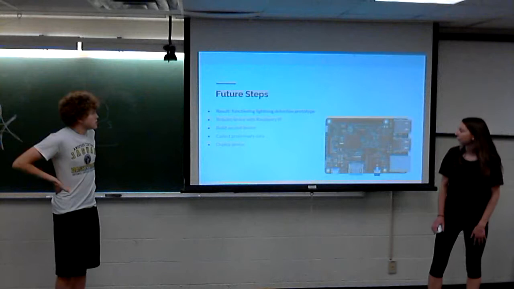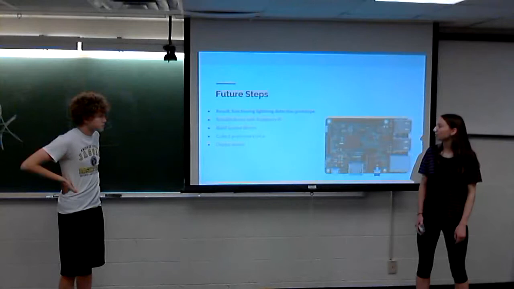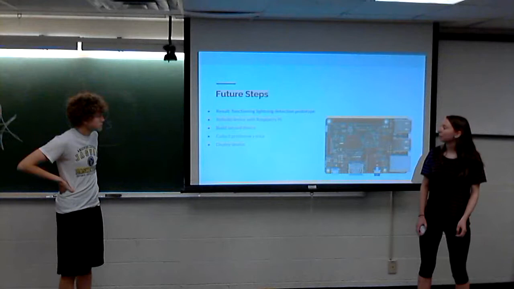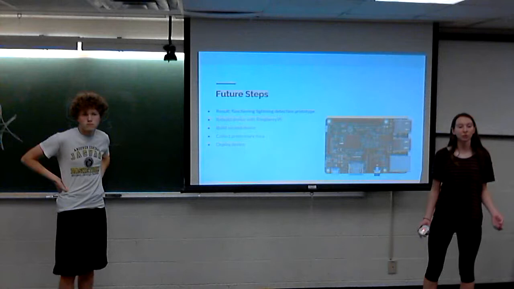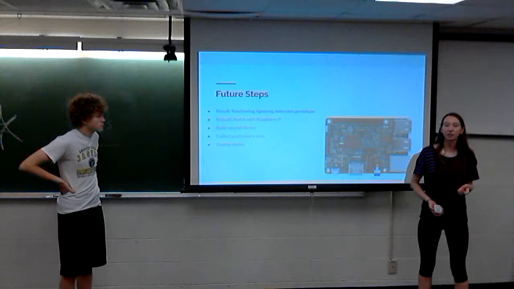Okay. So there are definitely some future steps to be taken on this project. We do have a functioning lightning detection prototype at the end of our work here. But we are considering rebuilding the device with a Raspberry Pi because the Raspberry Pi would have a greater clock speed, which is significant when dealing with something as quick as lightning, but also because it can run more than one process. So it has some more flexibility with the programming behind it.